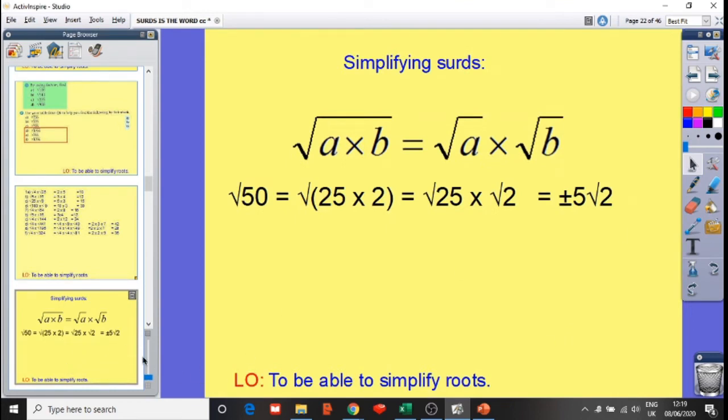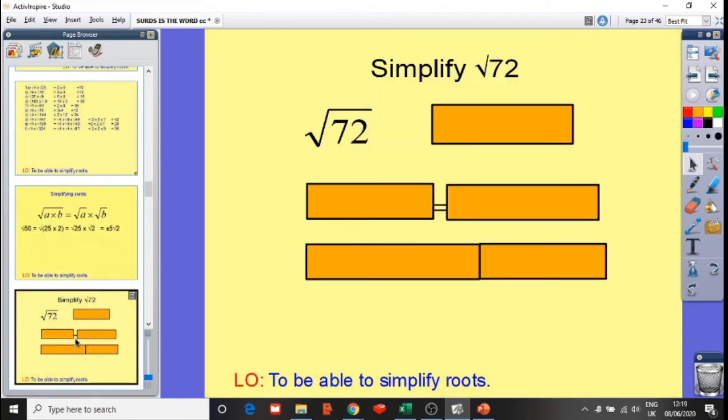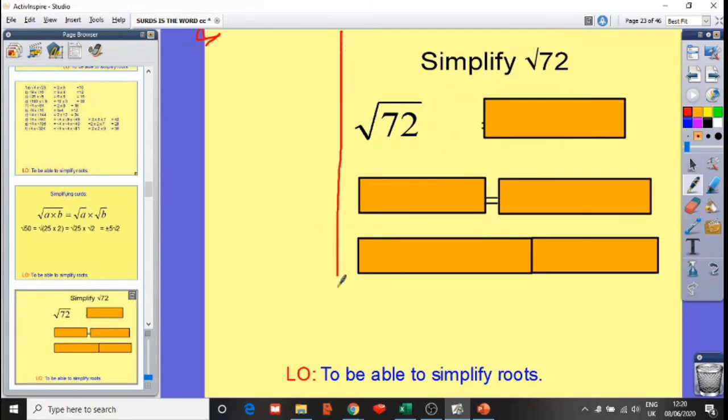Okay, next one. The square root of 72. Now, again, you want to really aim for your highest square number. So the highest square number that goes into 72 is actually the square root of 36 times the square root of 2. Okay, the square root of 36 is 6, so it's going to be 6 root 2.